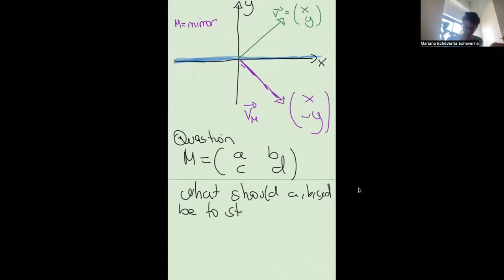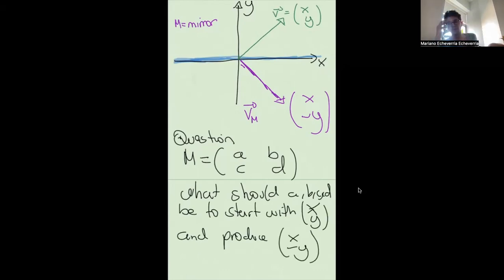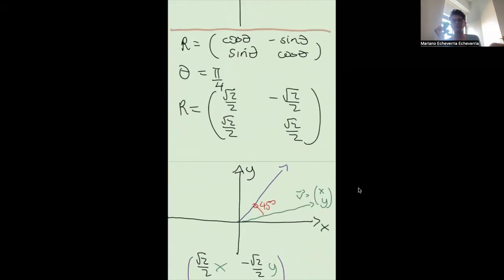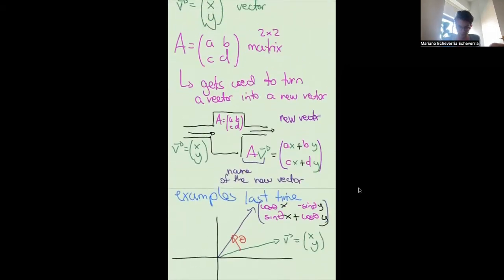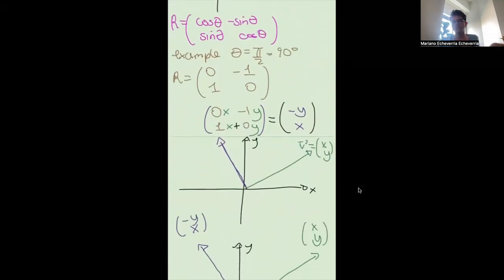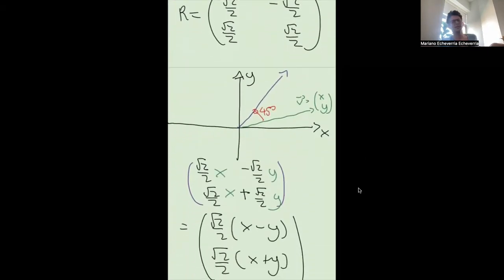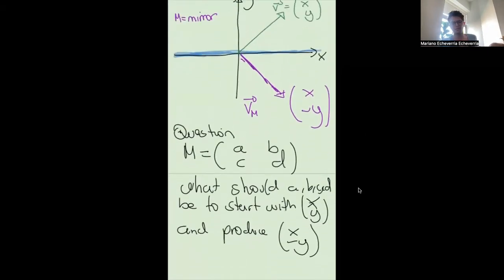To start with x, y and produce x, negative y. Okay, you just have to look at the formula that I had given in general to figure that out. The numbers can be any number that you want. So try to think that out, and let me give you 2 or 3 minutes to work it out. If not, we can discuss it. I'll come back in 2 or 3 minutes to see what you found.